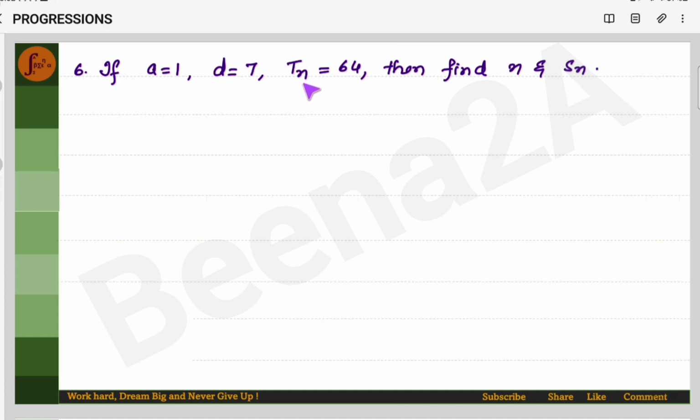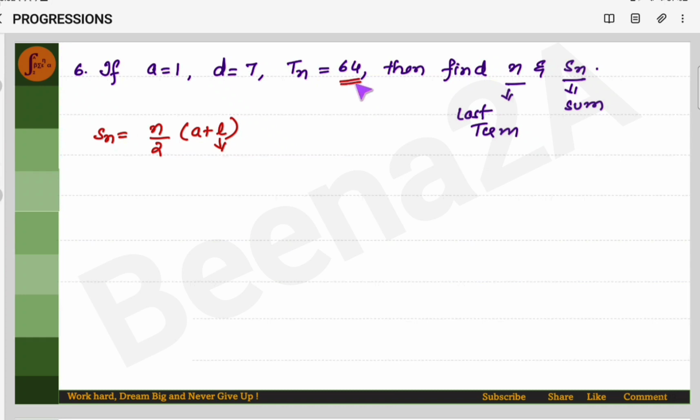7, nth term Tn is 64, then find n and Sn. Sn is the sum. We'll have to find the sum. Let's assume that n is the last term, and the last term is 64. Let's go step by step. What is the Sn formula? Sn is n by 2 into a plus L. Now, we assume that the last term is given as 64 here.